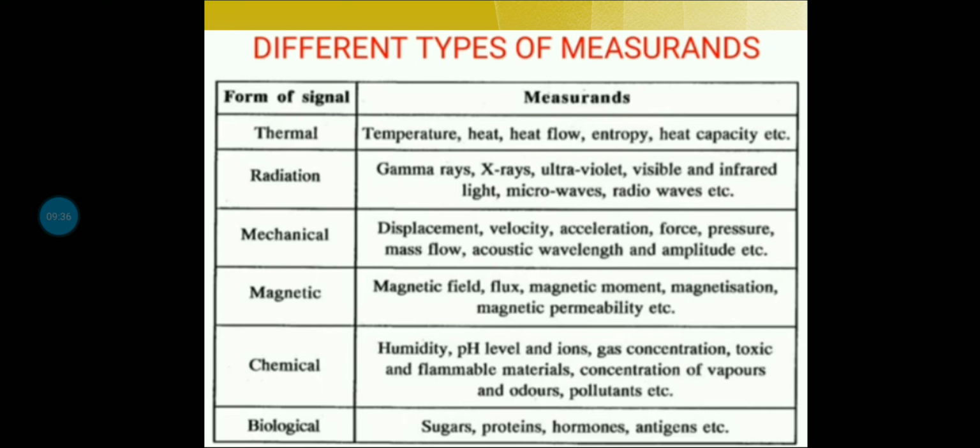If I have a magnetic sensor in my hand, then I am going to sense magnetic field, flux, magnetic moment, magnetization, magnetic permeability, etc. If I have a chemical sensor, I am going to sense humidity, pH level, ions, gas concentration, toxic substances, etc. If I have a biological sensor with me, then I am going to sense sugar, protein, hormone, antigens, etc.